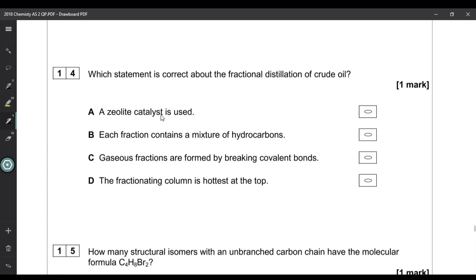Which statement is correct about the fractional distillation of crude oil? So each fraction contains a mixture of hydrocarbons.